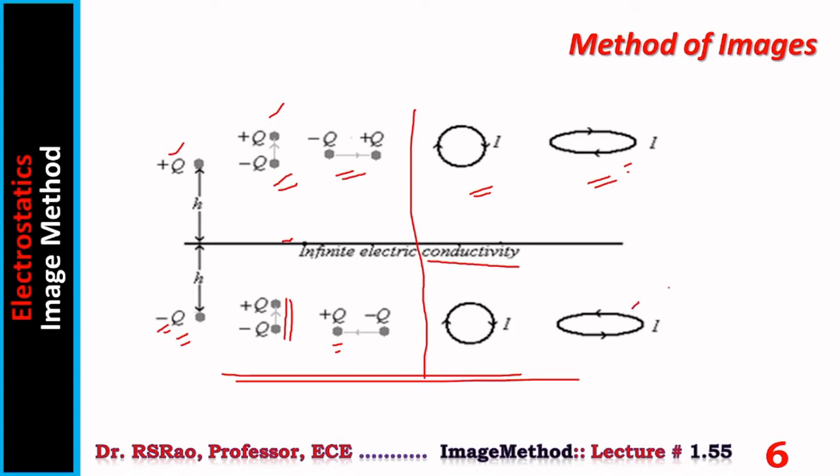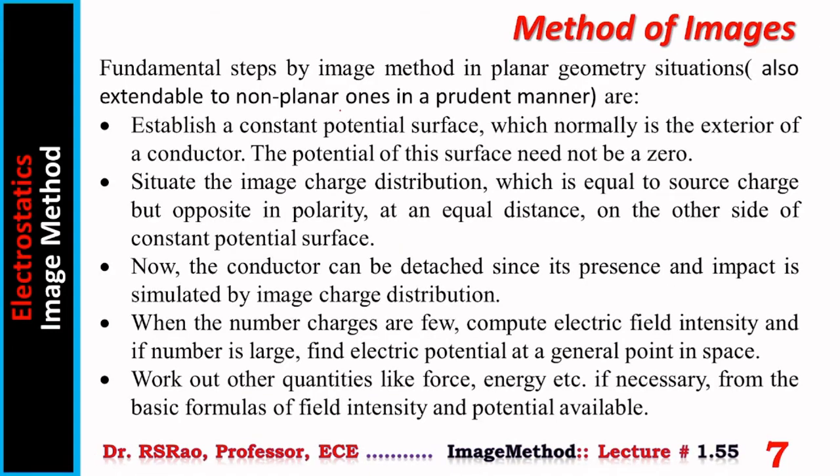These 5 source distributions are able to give some kind of familiarity, some kind of insight into the location and polarity and magnitude of the images. Fundamental steps that are involved in the image method are given here. These methods are specific to planar geometry situations, but they can also be extended to non-planar ones in a prudent manner. What are the steps?